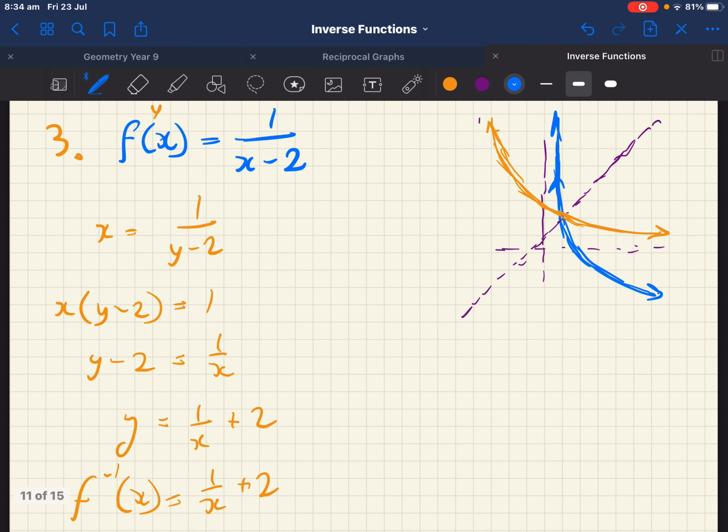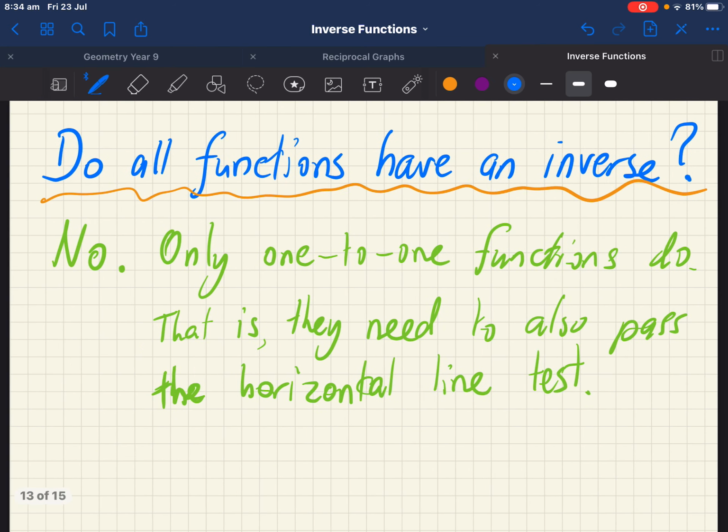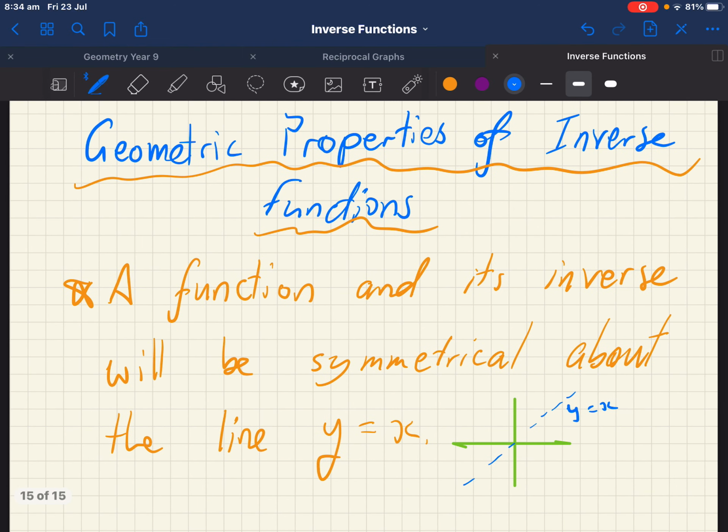So sometimes you're not given the function, like what the equation of the function is. You're just given a graph and they ask you to draw, or it might be a multiple choice question where they give you 4 different graphs and they say which graph is going to be the inverse of this. And again, if you don't have any of the actual functions in front of you, you'll need to use this geometric property. They will be symmetrical about the line y equals x.